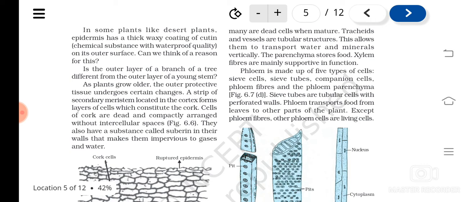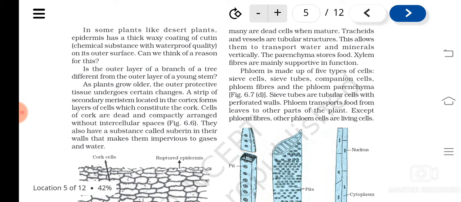In this, you can see that except phloem fibers, other phloem cells are living. Understood? So which is the dead tissue among phloem? Phloem fibers. What are fibers? They are actually sclerenchymatous tissues only. We have already studied, isn't it? Sclerenchymatous tissues are of two types, the fibers and stone cells. Fibers means elongated cells, and the sclerenchyma associated with xylem and phloem are known as xylem fibers and phloem fibers. Is it clear?